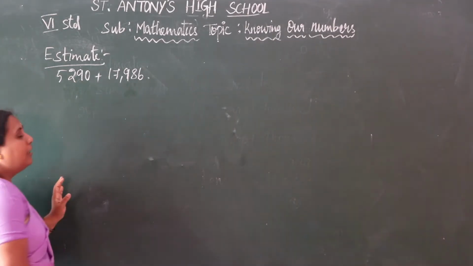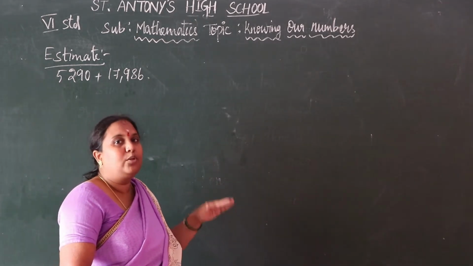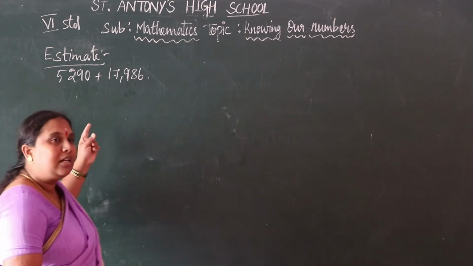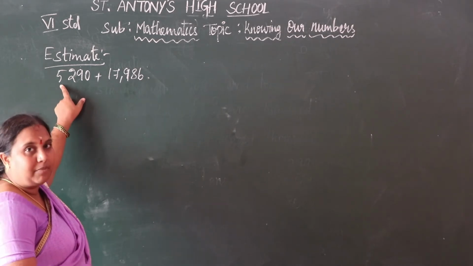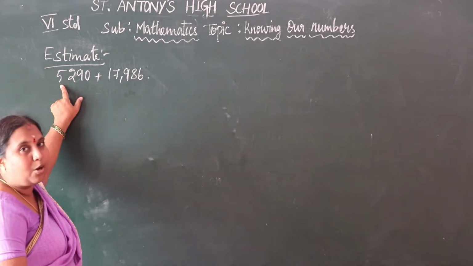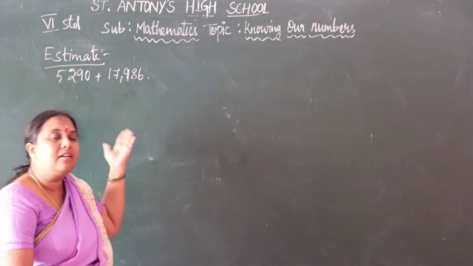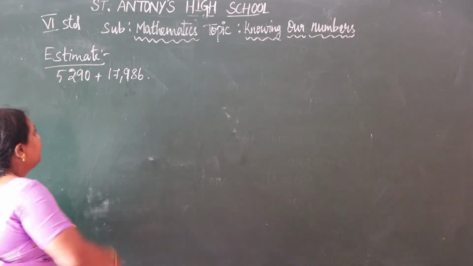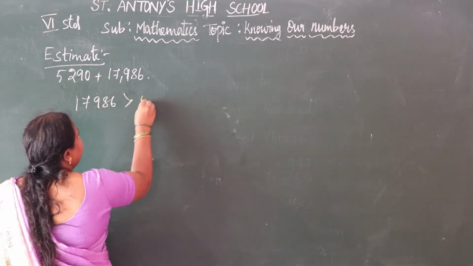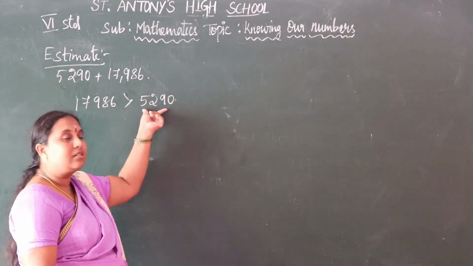See here, if we have 2-digit numbers or 3-digit numbers, we should round it off to tens or nearest hundreds. Here the smallest number is a 4-digit number, so we round it off to nearest thousands. It is easy to calculate. So which is the greater number? Let us see. 17,986 is greater than 5,290.